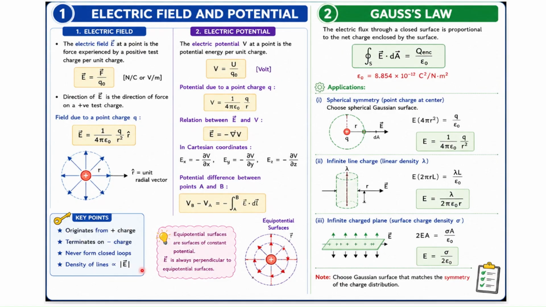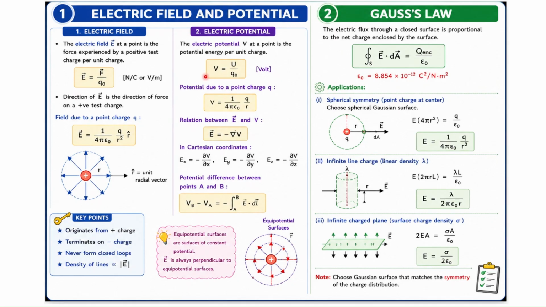By definition, the electric potential V at a point is the electric potential energy U per unit charge. So we have the relation V equals U over Q naught, where V is the electric potential and U is the electric potential energy of a test charge. We measure this in volts, where 1 volt is equivalent to 1 joule per coulomb.